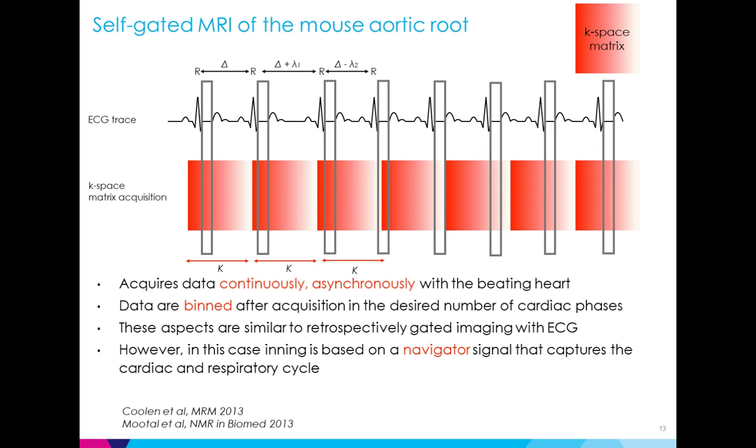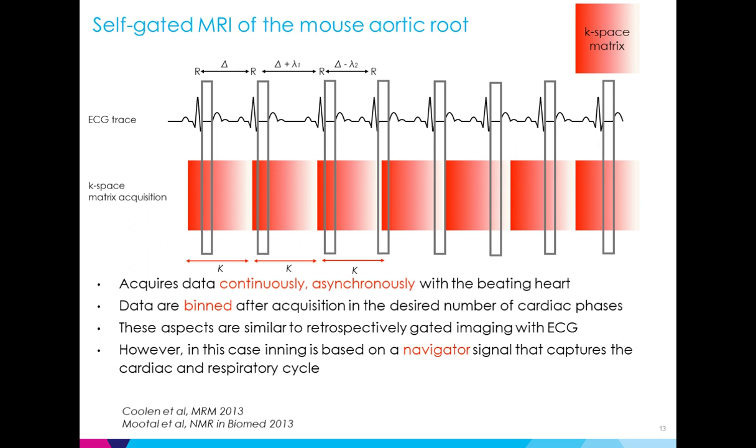K-space lines can be binned into specific cardiac phases depending on the signal from, for example, ECG electrodes that may be in the mouse or in the patient, right? To form different images of different phases of the heart. So you would see the heart moving across those.